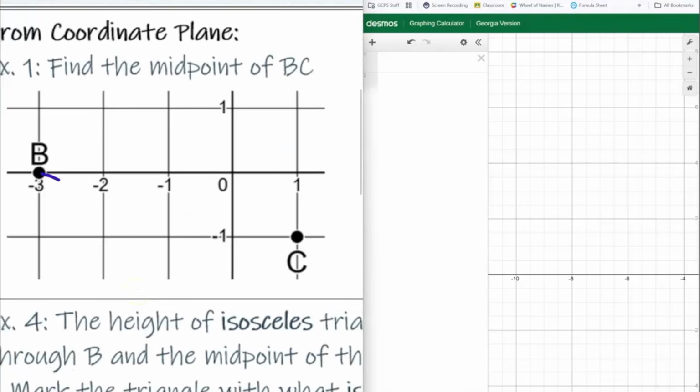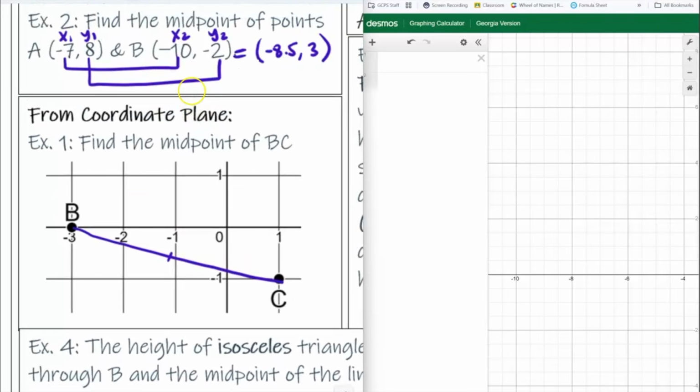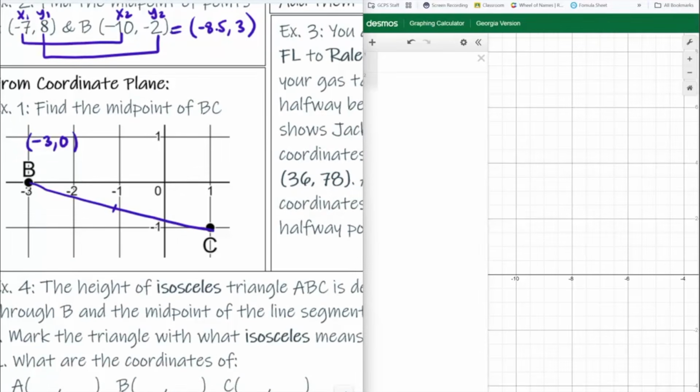We're going to guesstimate real quick before we find the midpoint. The middle is around here, maybe here, somewhere around there. I'm looking at it to be -1 and, I don't know, -0.5. If I get something similar to that, I know that I'm okay. So what do I do again? I need to start off with coordinates. For B, that's -3 for x, and the y value is 0. And for C, it's 1, -1.